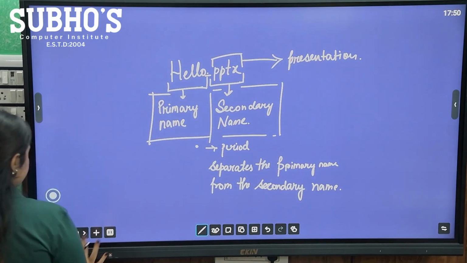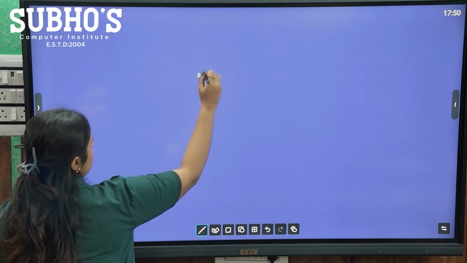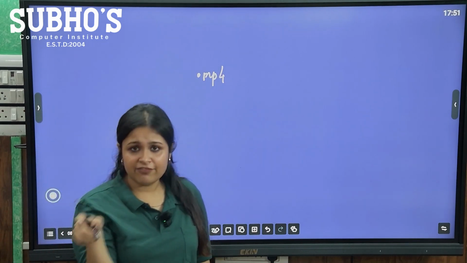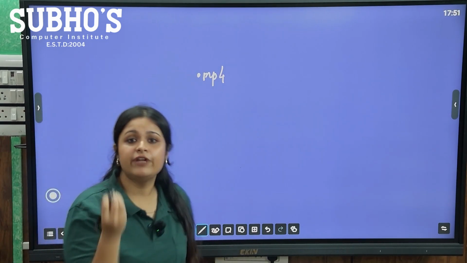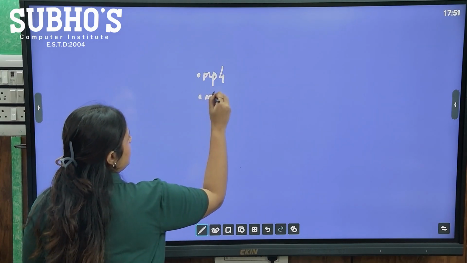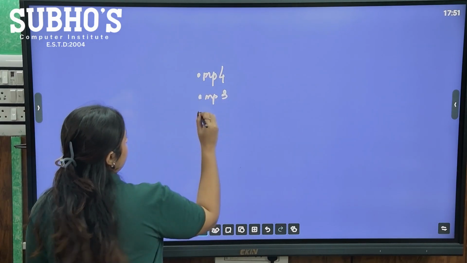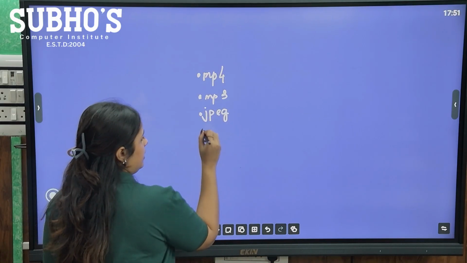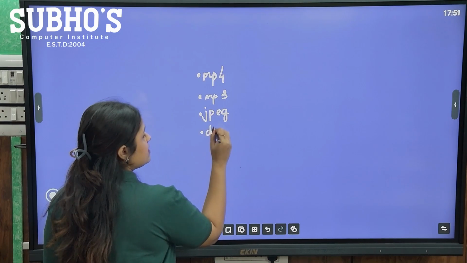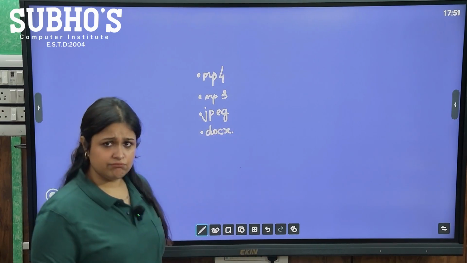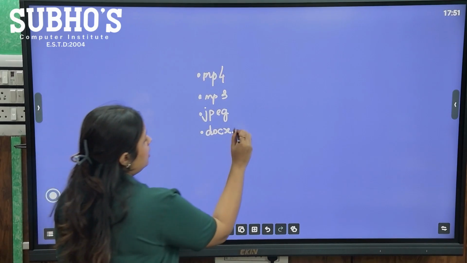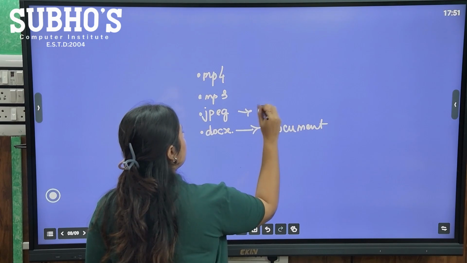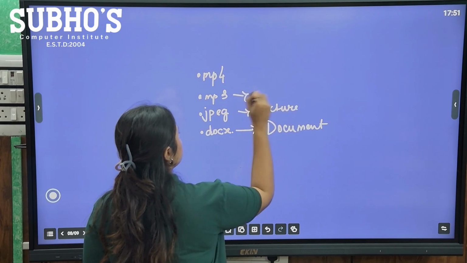Similarly, যদি এখানে .mp4 থাকতো, this would have basically signified that it is a video file. Okay, যদি mp3 থাকে audio file, .jpeg যদি থাকে image file, .docx যদি থাকে সেটা তখন হবে কি? This will be document file. Okay, picture.